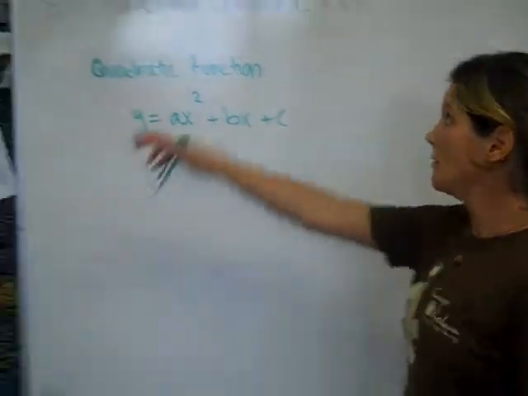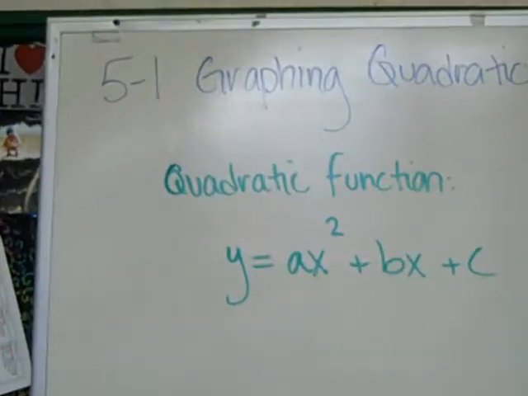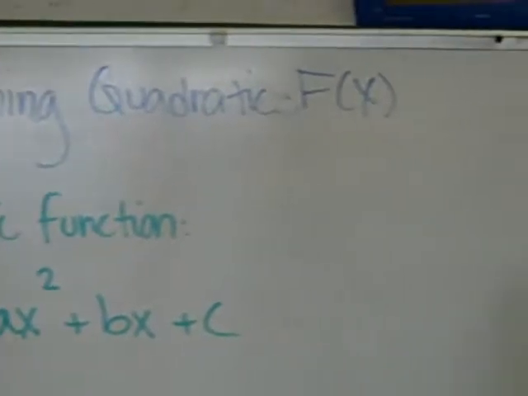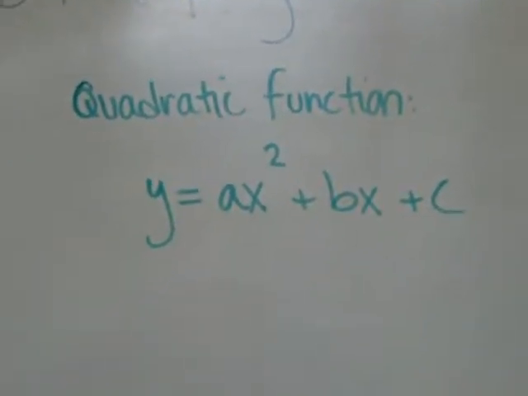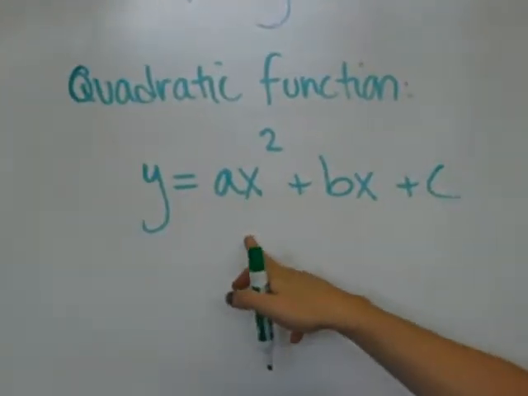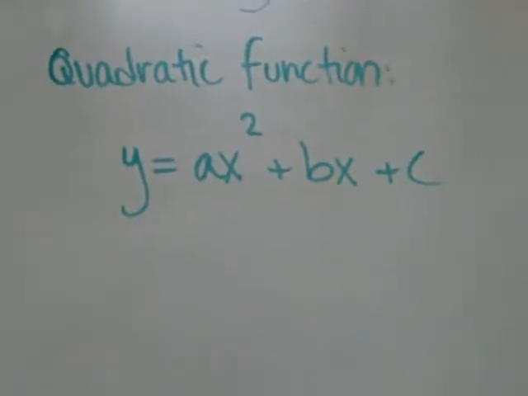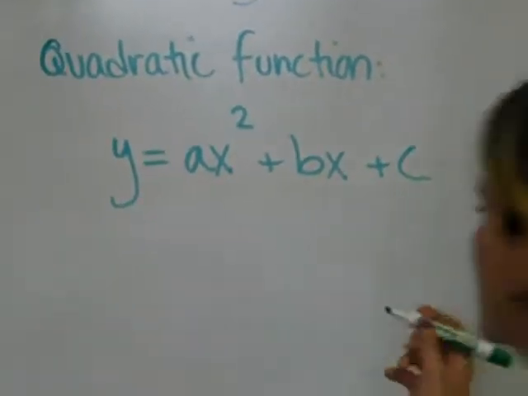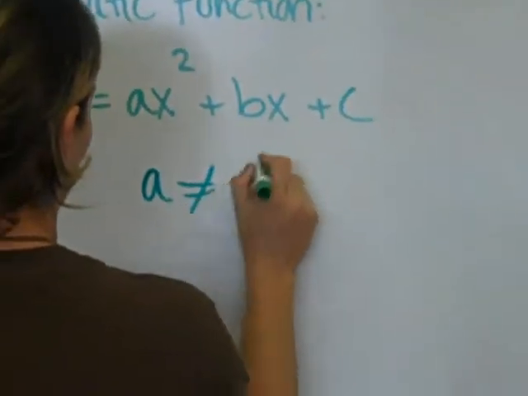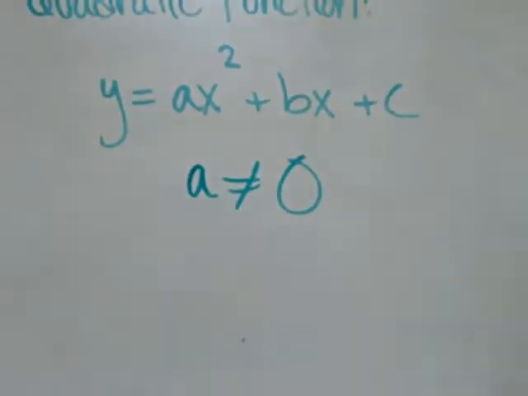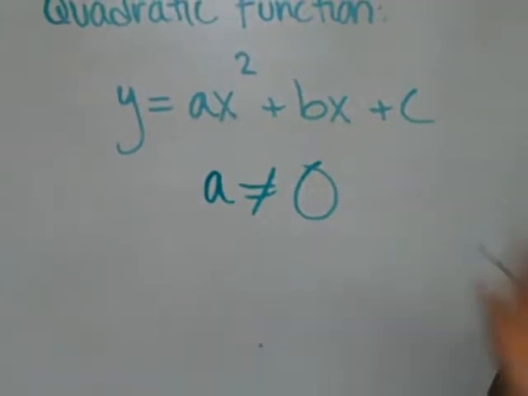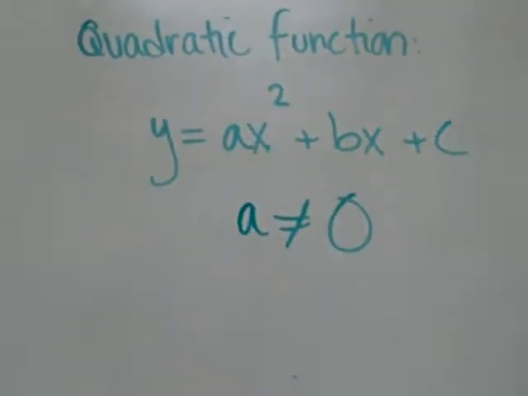Alright, so 5.1, graphing quadratic functions. First thing we need to do is know what a quadratic function is. So a quadratic function is defined using the following equation. Y equals ax squared plus bx plus c, where a does not equal 0. Okay, because if a equals 0, then our x squared term equals 0, and we don't have a quadratic.